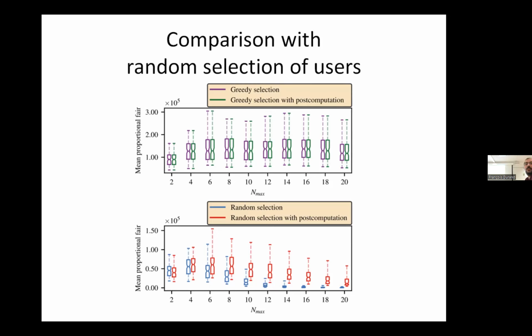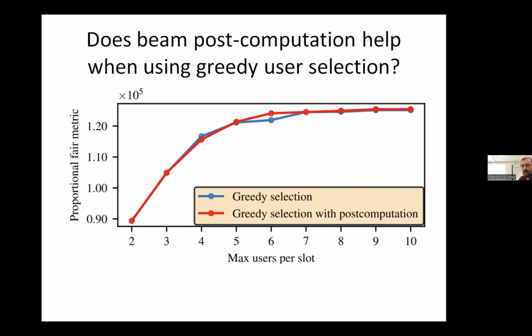François? The question on the audience slide. Yes. So what is on the y-axis? It's something where you measure rate. Aggregated rate, or the sum of log rates, or what? Yeah, it's the proportional fair metric. But it's over the long time period.